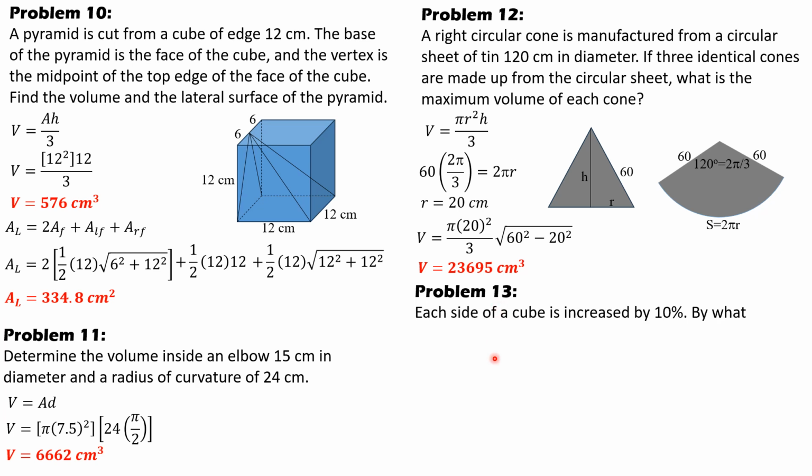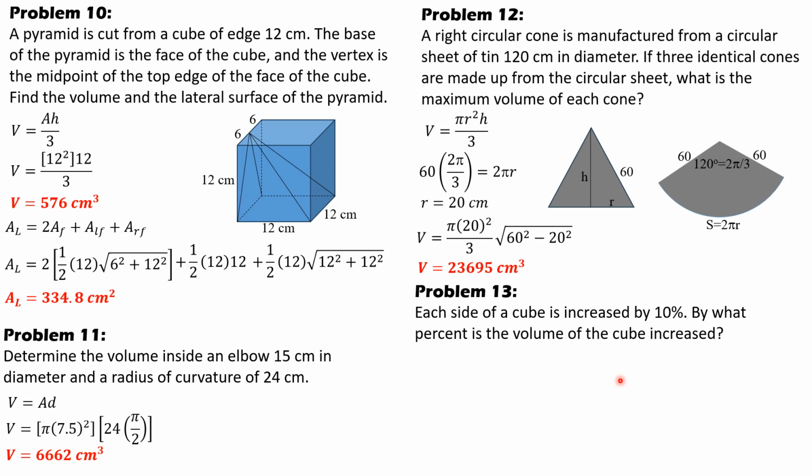Problem 13, each side of a cube is increased by 10%. By what percent is the volume of the cube increased? So when the cube grows or contracts, it remains a cube in shape. So we can apply the principles on similar solids here. The new volume as to the original volume is equal to the cube of the new dimension over the cube of the original dimension.